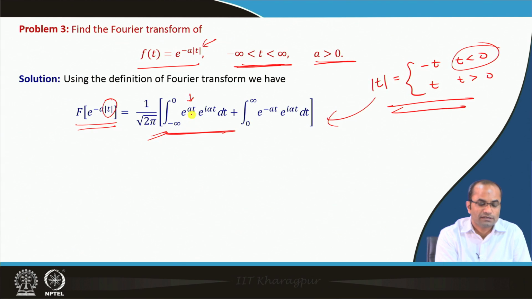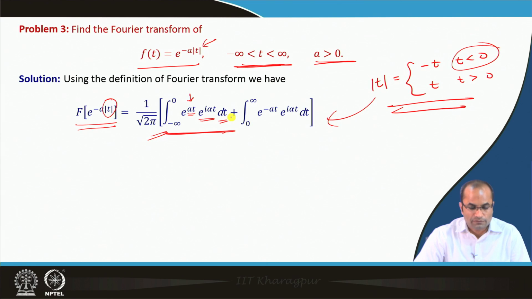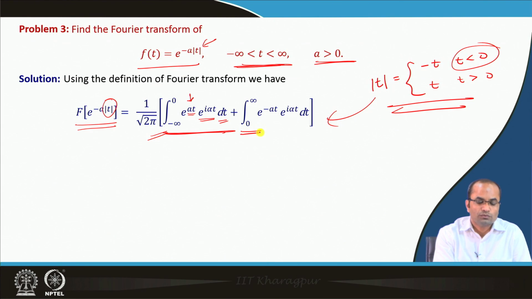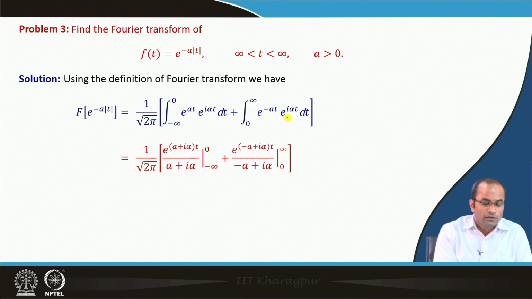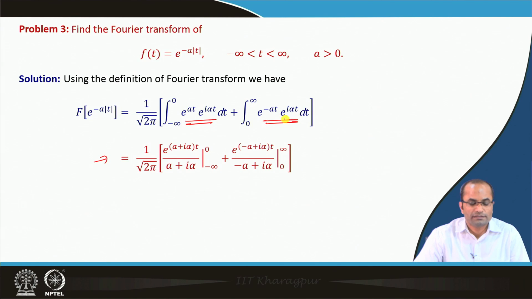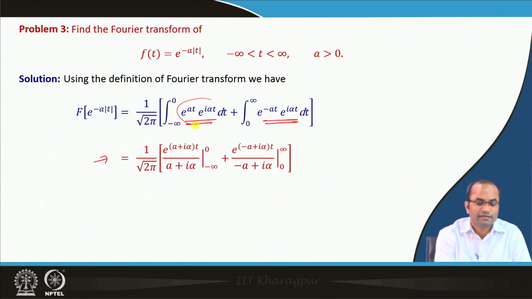So, therefore, this has become e^(at) now, and then we have e^(i alpha t) coming because of the Fourier transform, and then this integral dt. In the region 0 to infinity we have |t| equal to just t. So, we have e^(-at) and e^(i alpha t), the same factor again. Now since we have the exponential at both places, we can merge them, and then we can integrate easily as done previously.